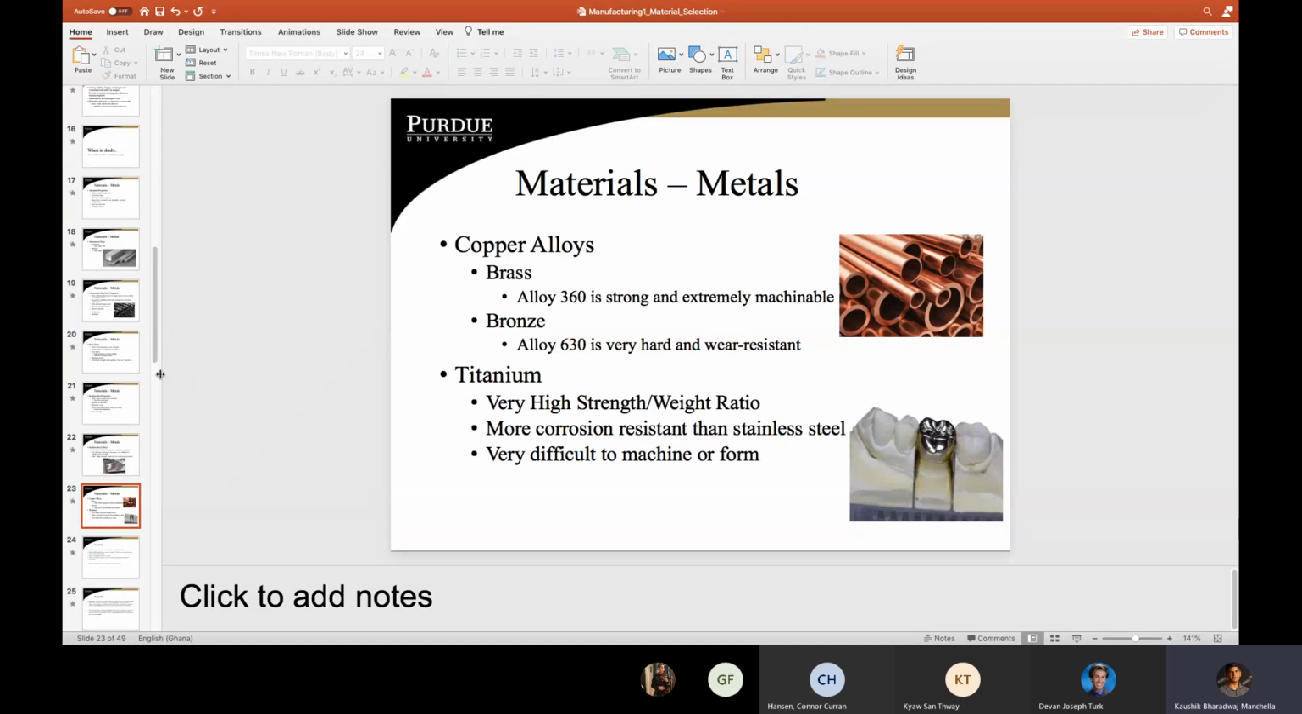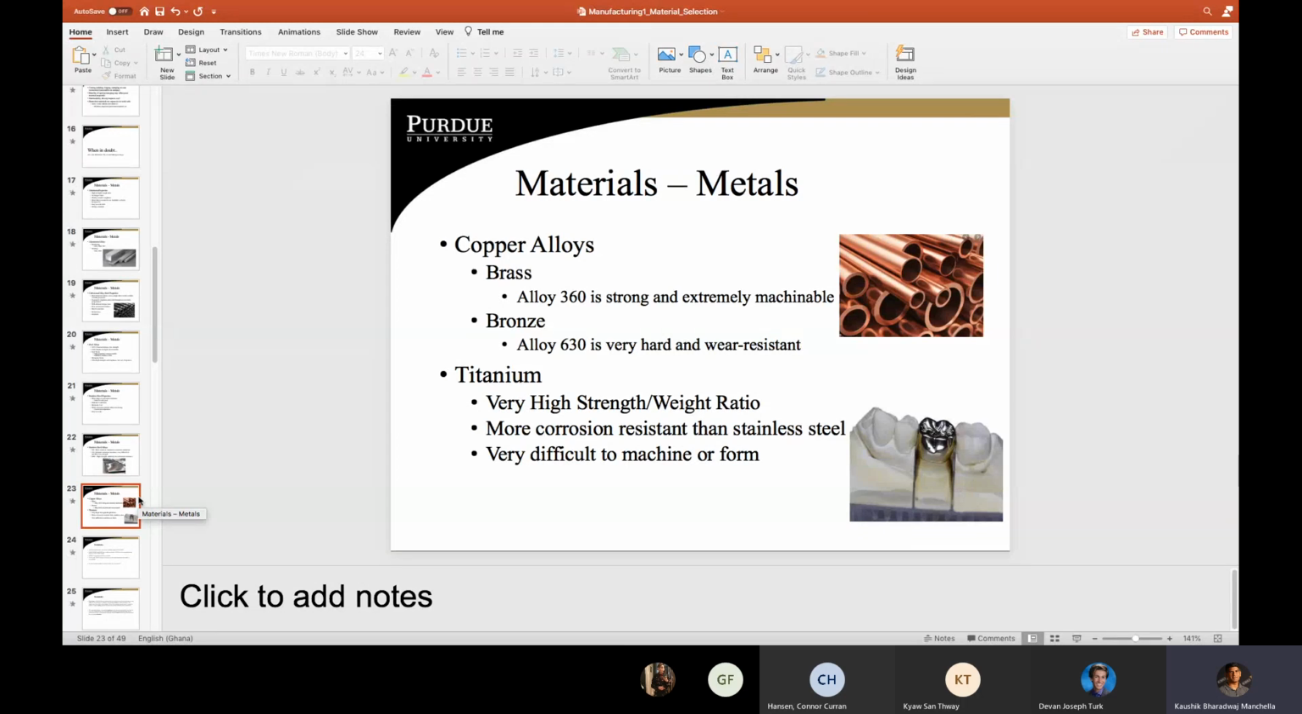Finally, the final class of metals you can consider is copper. I have seen only once where someone machined copper downstairs. So you have brass and bronze. Those are the two standard copper alloys. Yeah, they're both machinable. I don't necessarily know of a situation where you would use brass or bronze as opposed to aluminum, so that's a little rare.